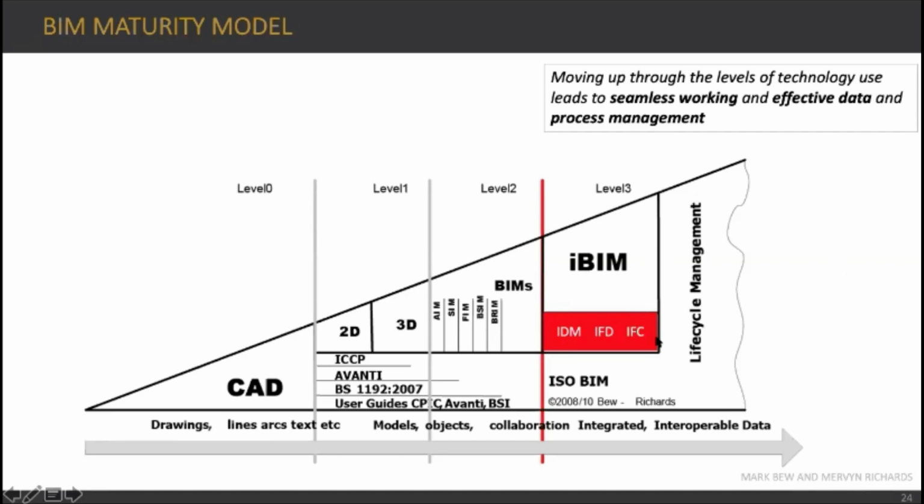And in level 3, it is the full collaboration and full integration by means of a single shared model. All parties can access and modify this model, and this provides lots of advantages, minimizes the risk, conflicts, etc. And this is called also Open BIM. And moving up through the levels of technology use leads to seamless working and effective data and process management.